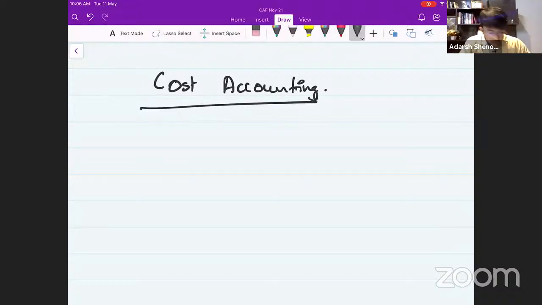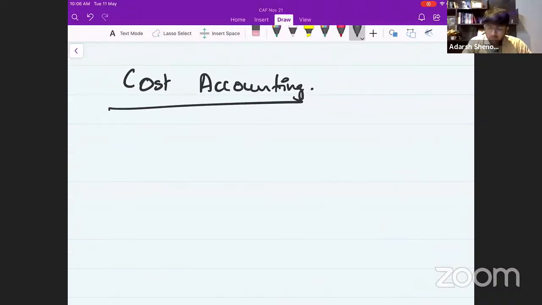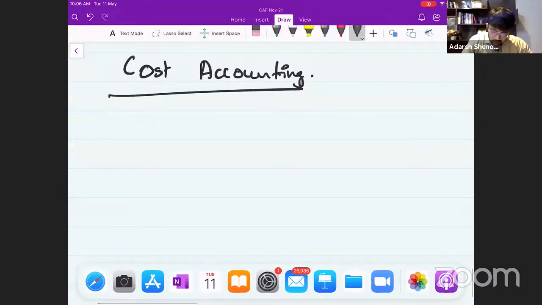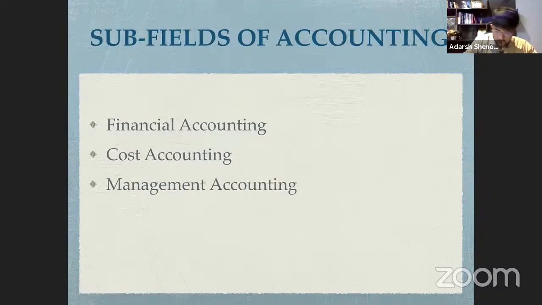So basically I was talking about cost accounting. Cost accounting serves the purpose of reduction of cost, or cost optimization as we call it. That is the point of cost accounting.